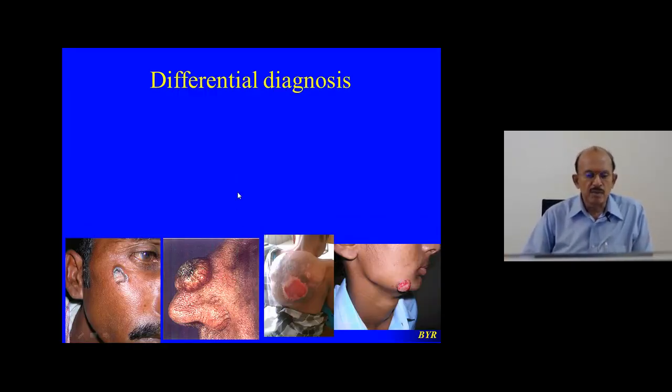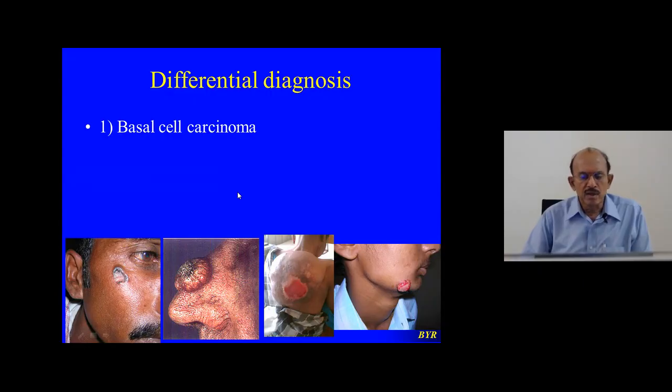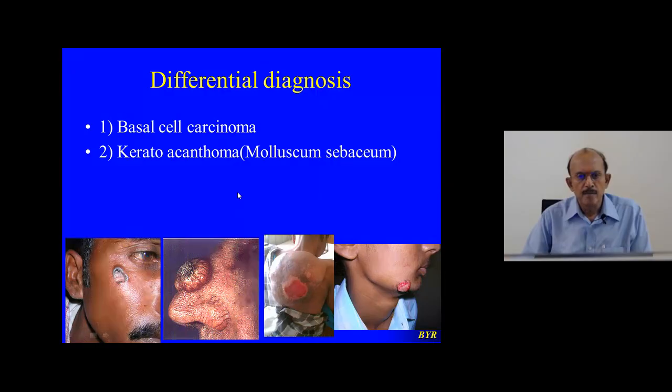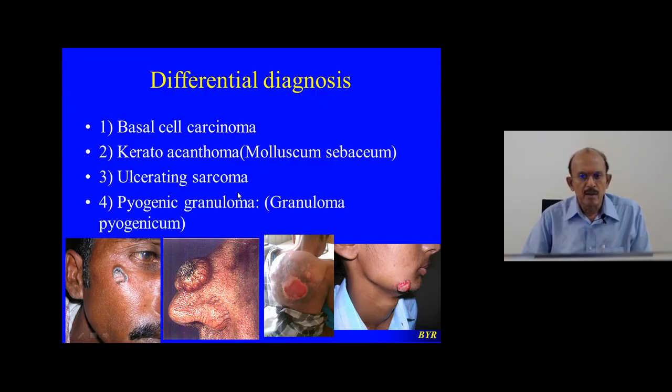Differential diagnosis of squamous cell carcinoma or epithelioma. You have to differentiate from basal cell carcinoma, keratoacanthoma, ulcerating sarcoma, granuloma pyogenicum. This is basal cell carcinoma. This is called keratoacanthoma, and this is a large fibrosarcomatous mass on the back with ulceration. Then granuloma pyogenicum. So this is granuloma pyogenicum, which is commonly mistaken for a squamous cell carcinoma.